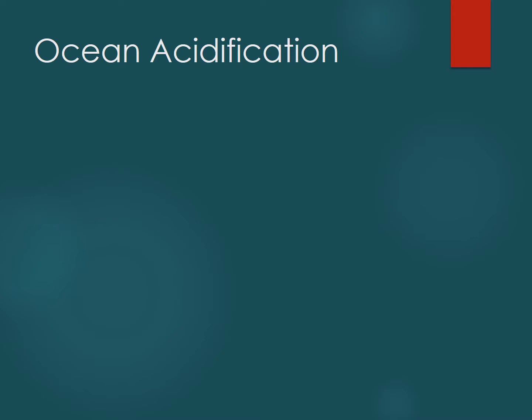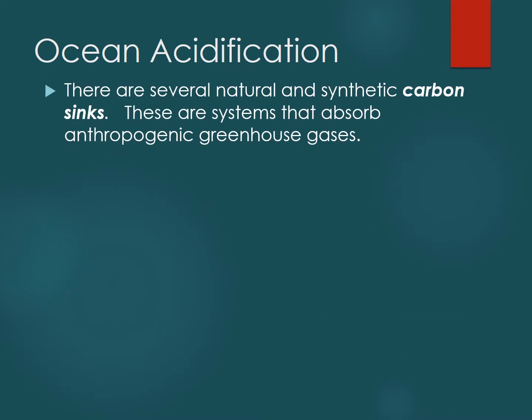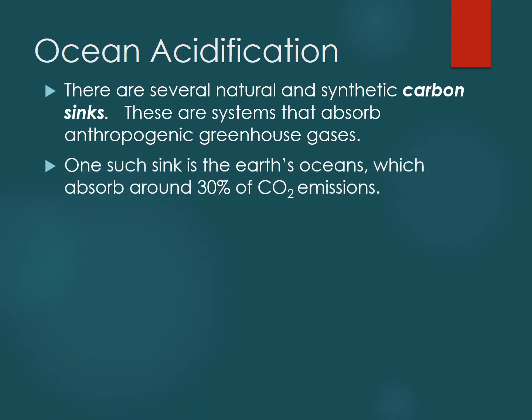All right, so ocean acidification. There are several natural and synthetic carbon sinks on Earth, and carbon sinks are just systems that absorb greenhouse gases. The ocean is one such carbon sink, and it will absorb around 30% of all the carbon dioxide that is emitted in industry. If you think about 30 billion tons a year of gross carbon dioxide emissions, give or take, that means that the oceans are absorbing about 10 billion tons of carbon dioxide per year.